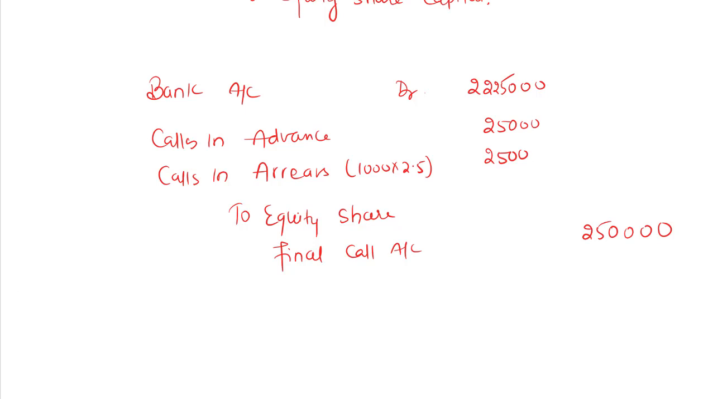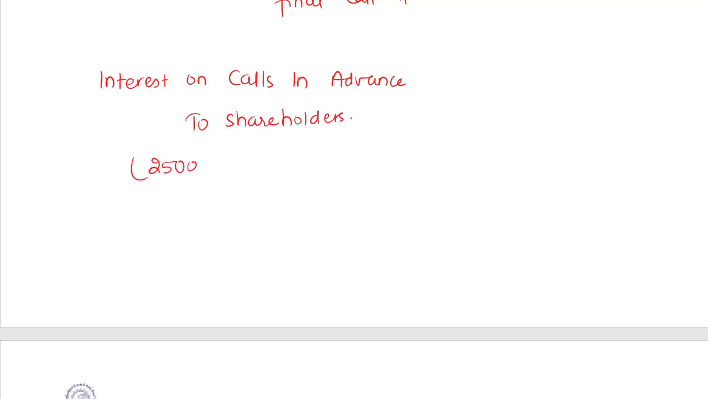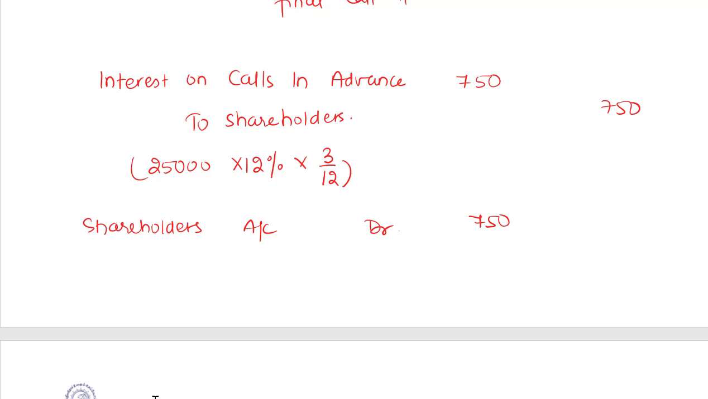Now let us record the entries for calls in arrears and calls in advance. Interest on calls in advance to shareholders: 25,000 is the calls in advance at 12% per annum for 3 months, it is 750. Shareholders account debit 750 to bank account 750.